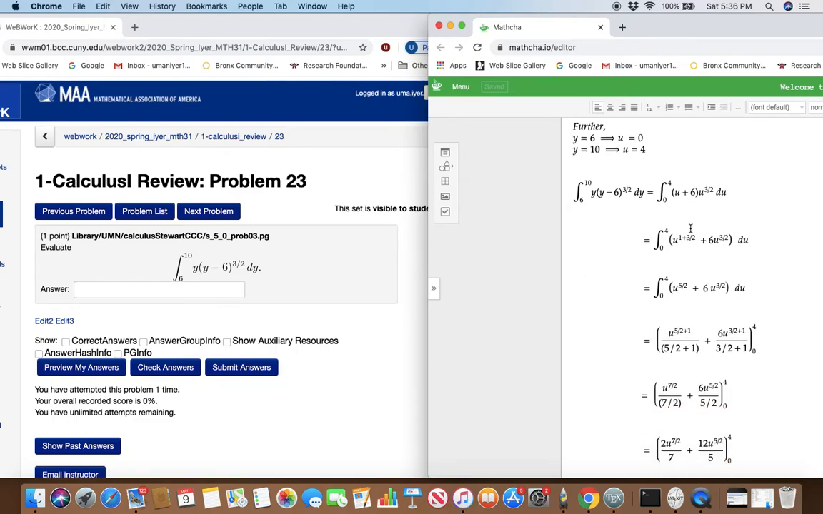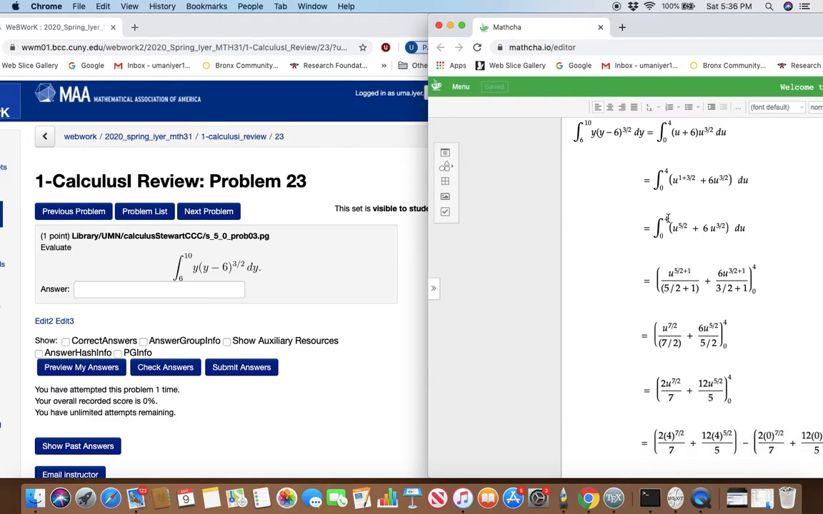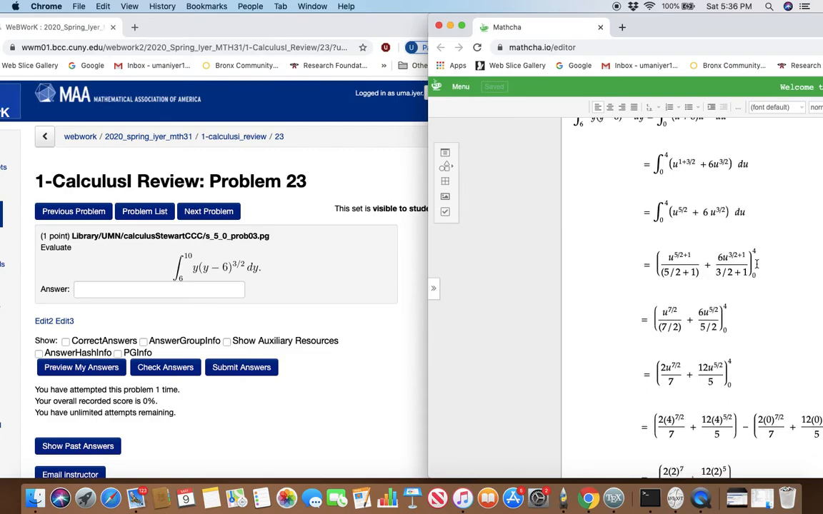So what is 1 plus 3 halves? It is 5 halves, because 1 is 2 over 2, plus 3 over 2 is 5 over 2. Now find the integral of this and use the limits you have. Increase the power of u by 1 and divide by the new power. Plus 6 times, increase the power of u by 1 and divide by the new power. And then don't forget the limits of integration, 0 to 4.